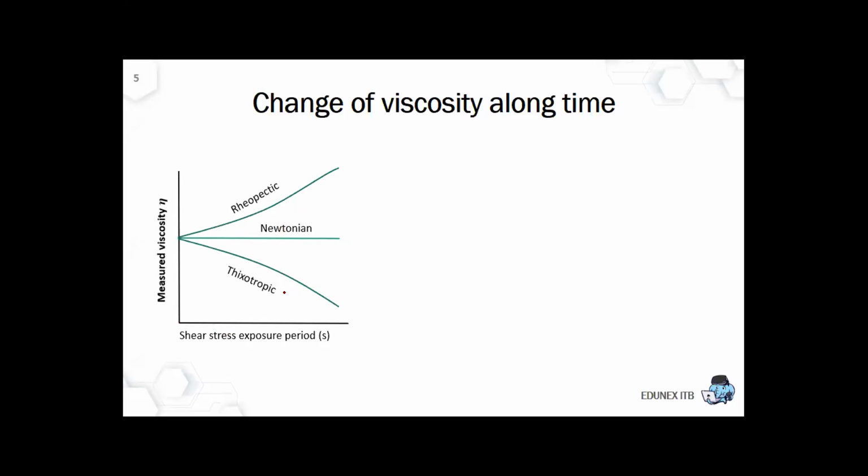For example, when you are mixing paint with thinner. Have you ever painted your house or your cupboard? Yes, sir. When you mix the paint with thinner, initially it is very viscous, but later on, when you mix it longer, it becomes less viscous. That's the thixotropic behavior.